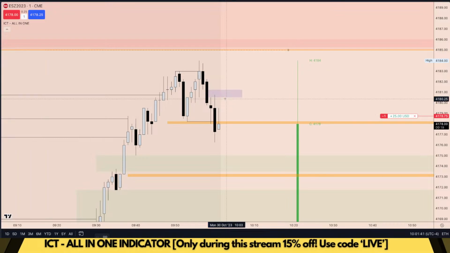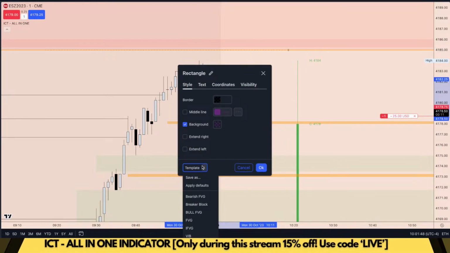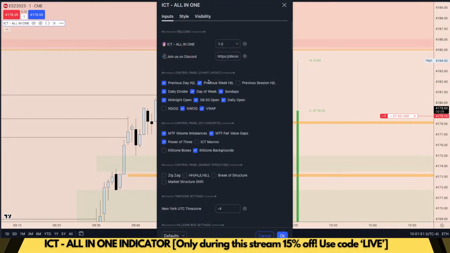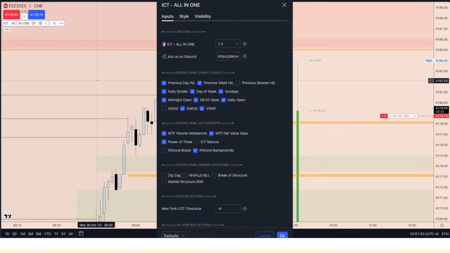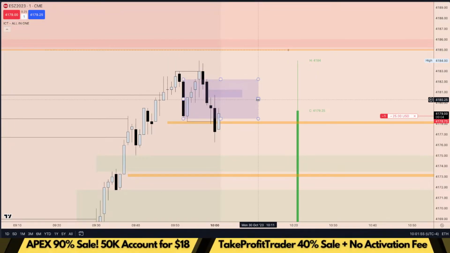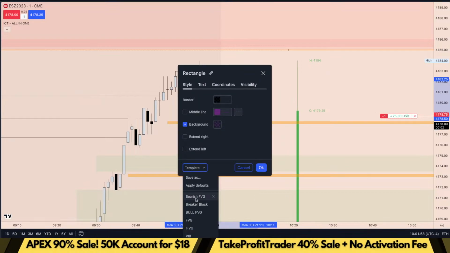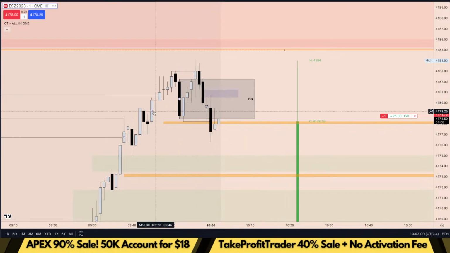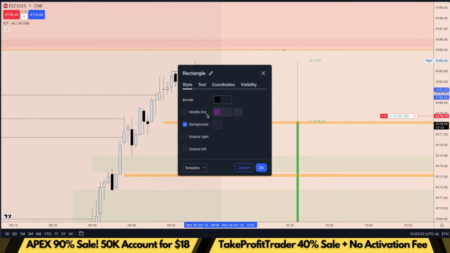And yes, I'm going to add breaker blocks eventually to the script. Keep in mind this is an alpha version, and we already have 22 different options in here. I want to find a good way to display breaker blocks, and that will take some time, but eventually we're going to get there.